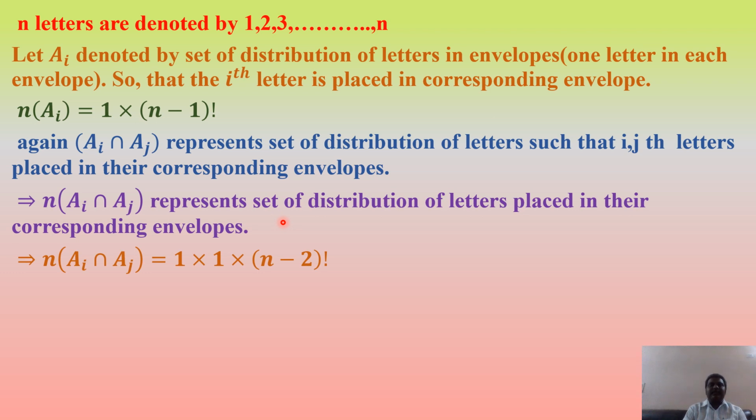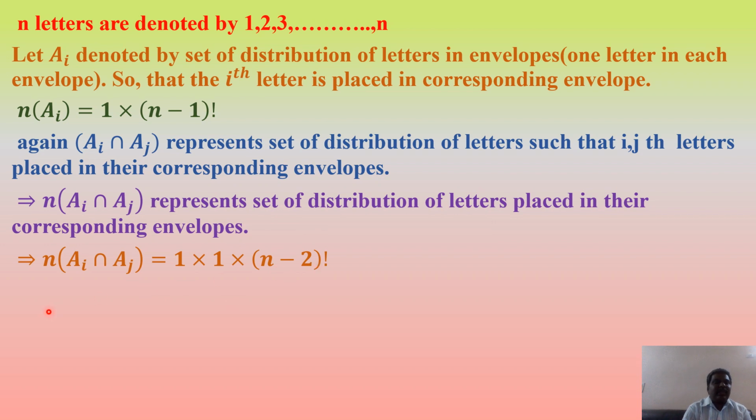How does it happen? The ith letter goes to its corresponding envelope in one way. The jth letter goes to its corresponding envelope in one way. And the remaining letters are how many? n-2 letters. How many remaining envelopes? n-2 remaining envelopes. So these n-2 letters can be put in n-2 envelopes in n-2 factorial ways, since each letter may go to any of the n-2 remaining envelopes. That is 1 into 1 into n-2 factorial ways.